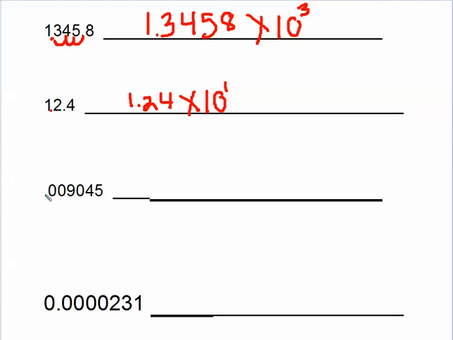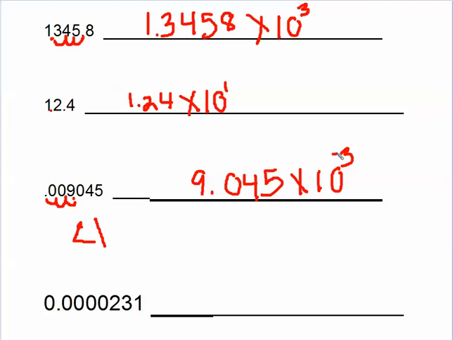Okay, next one. Our decimal's already there, so we don't need to add it. We want to move our decimal after the leftmost digit. Now remember, zeros don't count as digits, they're just placeholders. So our leftmost digit is actually this 9 right here, so we want our decimal right there. We want our number to read 9.045 times 10. To figure out how many places, we moved it 1, 2, 3. And notice our original number was less than 1, so it's going to be negative.